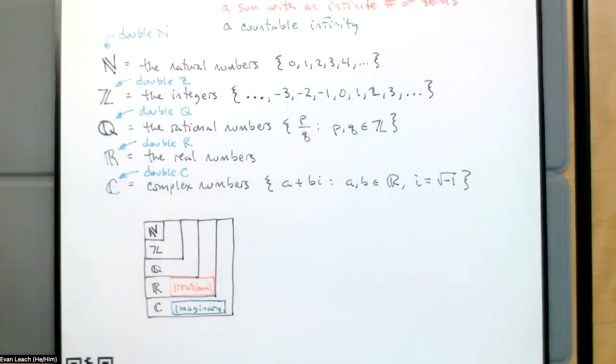But the naturals are a subset of the integers, are a subset of the rationals, are a subset of the reals, are a subset of the complex. We just keep adding stuff. We start with our natural numbers. We add the opposites to get the integers. We add all the ratios to get the rationals. We add the irrationals to get the real numbers. That's where we start having a continuum. We add the imaginary parts to get the complex numbers.